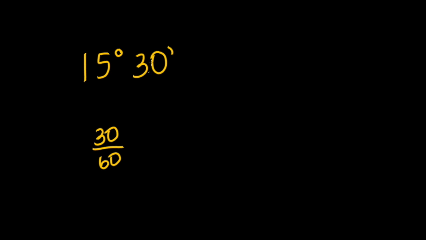Let's try another problem on the screen. Here I have 15 degrees and 30 minutes. Since 15 already has a degree sign, that number is going to be on the left side of the decimal point. Since we know that there are 60 minutes in an hour, and here we have 30 minutes, we're going to do 30 divided by 60 to find out what decimal this comes out to. As we know, this comes out to 0.5. So our answer is going to be 15.5.